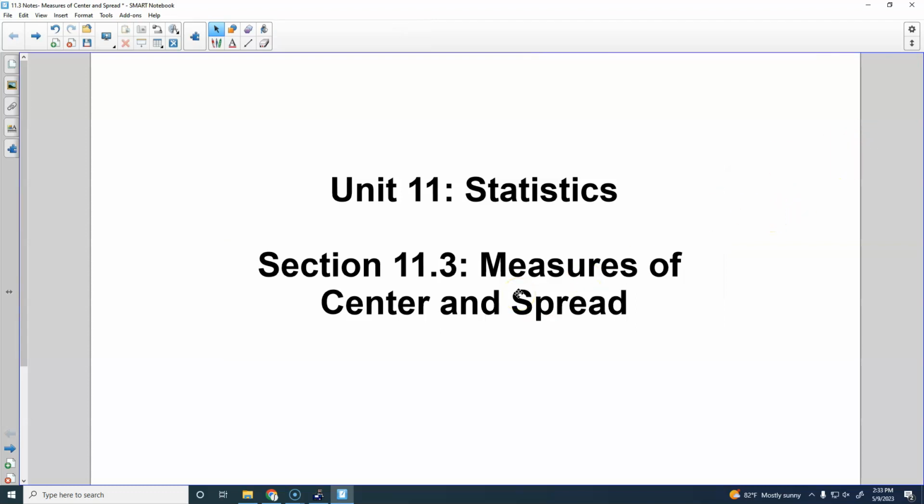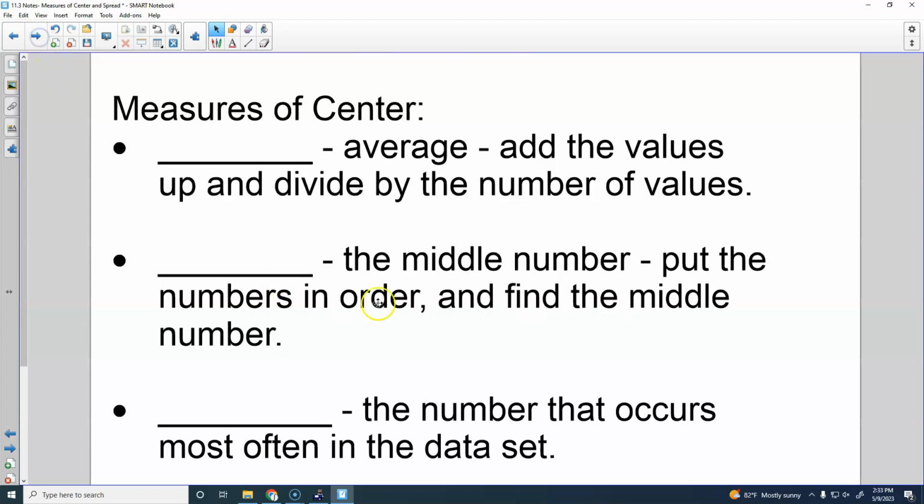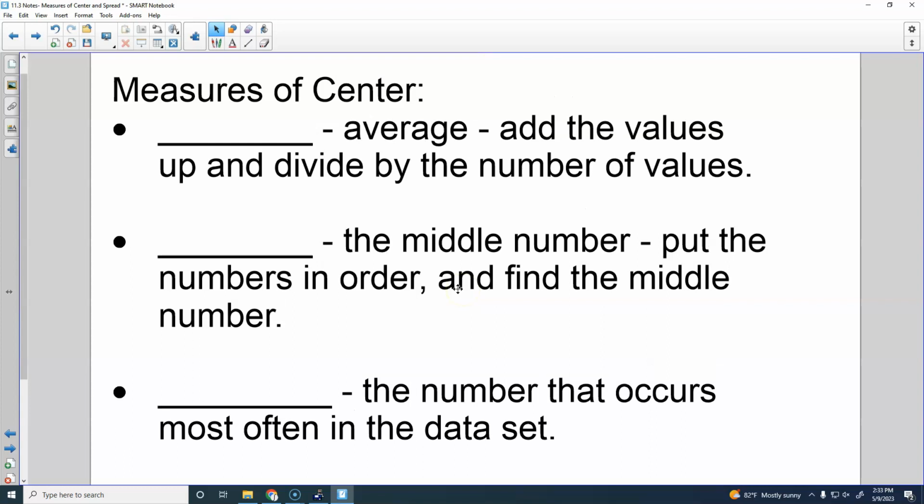Okay, so there are two things that we are going to talk about today in this section: how can we tell where the center of this data is, and how can we tell how spread out the data is. And there are some different values that we can use to describe that. So, measures of center, we have three that we are going to talk about. And you have probably talked about these many times before.